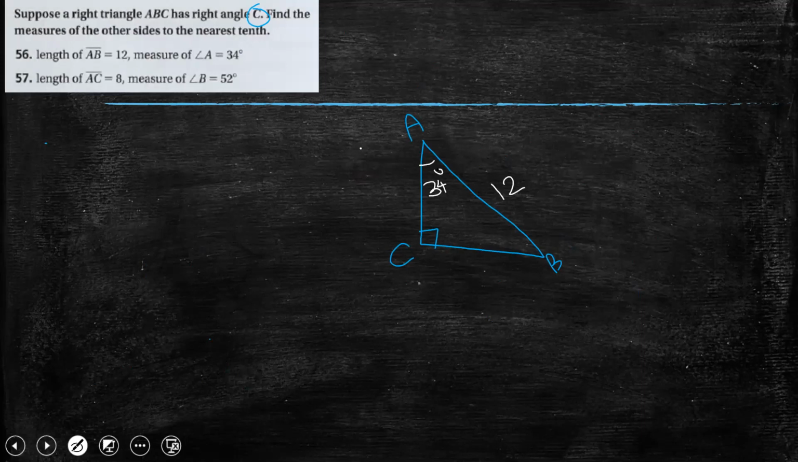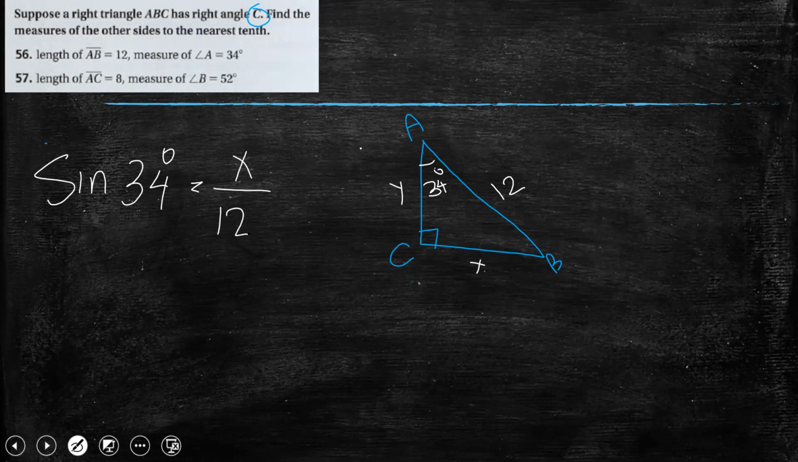What did they ask you to do? You have to find the measure of the other sides. Now look here. For angle 34, I have only the hypotenuse. So I can use this angle 34 to find any missing side. So let's use sine 34. Sine 34 degrees is the opposite, which is x, over the hypotenuse, which is 12.